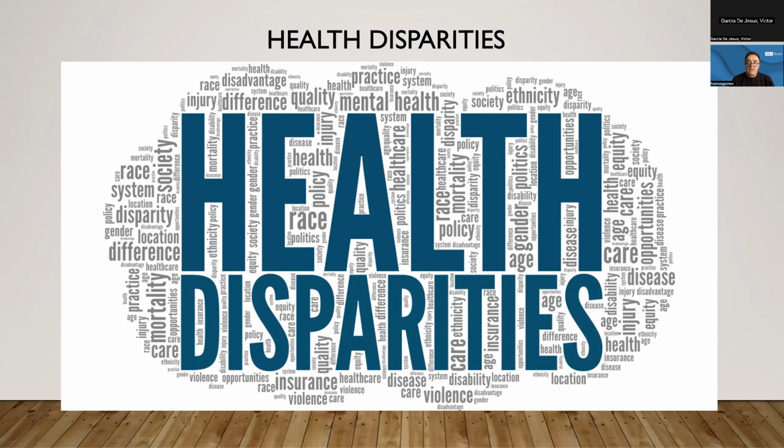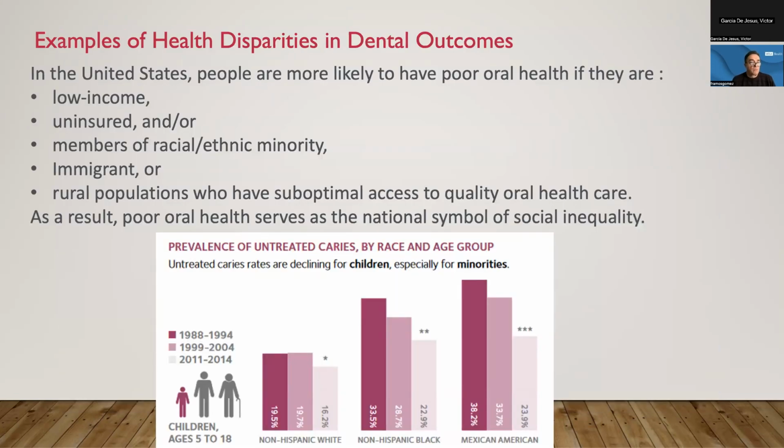There are several potential readings that we'd like you to go and see. I'm just going to take a few examples of what these health disparities are and why they exist, and give some ideas of which populations are hardest hit in the US. So people with low income, who are uninsured, the homeless population is included in this as well, members of a racial or ethnic minority group, immigrants, especially recent immigrants who don't understand the system, or rural populations, who have suboptimal access to quality oral health care.